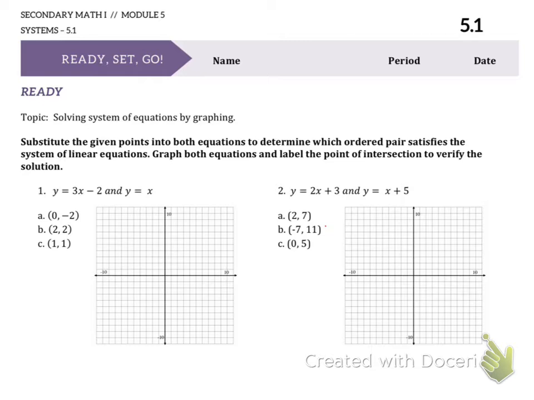So I would start with the very first problem, and that says substitute the given points into both equations to determine which ordered pair satisfies the system of linear equations, and graph both equations and label the point of intersection to verify the solution. What I would do in order to minimize the time to do the solution, we first graph and then try to guess the point and use that point to check the solution.